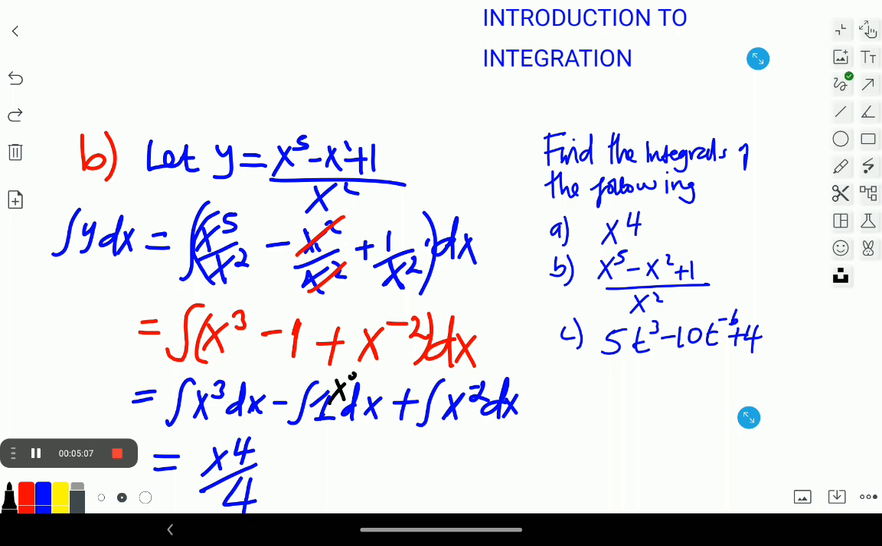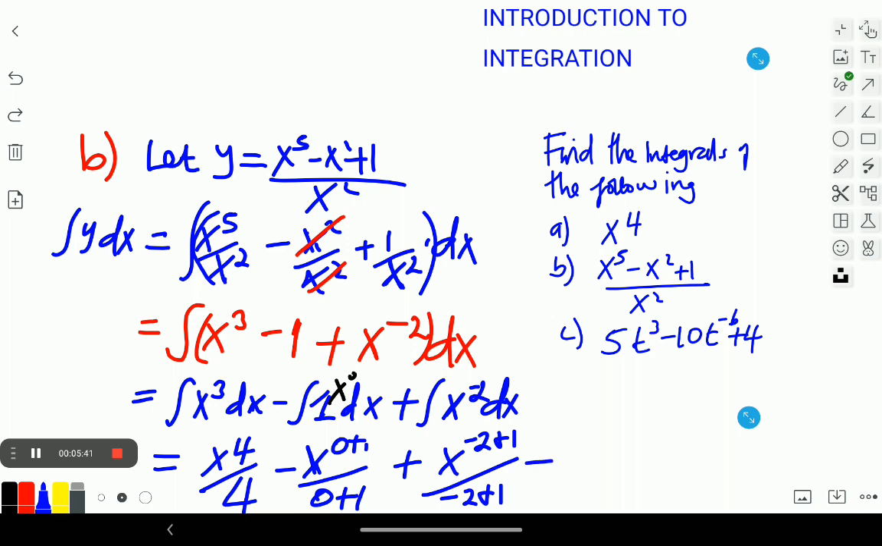So we raise the power of x power 0, and it goes to minus x power 0 plus 1 divided by 0 plus 1. Then plus, for this one, it will be x power minus 2 plus 1 divided by minus 2 plus 1. The moment you finish integrating with respect to the independent variable, which is x, you have a constant c.